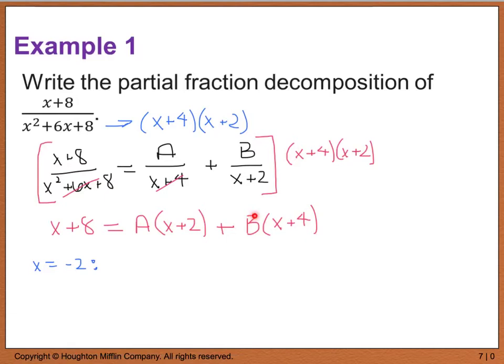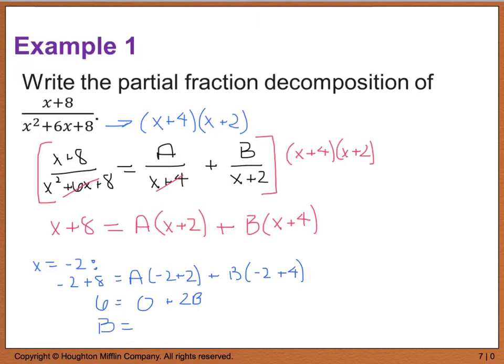So if I set x equal to -2, I end up with -2 + 8 equals A times (-2 + 2) plus B times (-2 + 4), or I end up with 6 equals 0 plus 2B, and now when I go to solve for B, I see that B is equal to 3. So I've accomplished one of my goals.